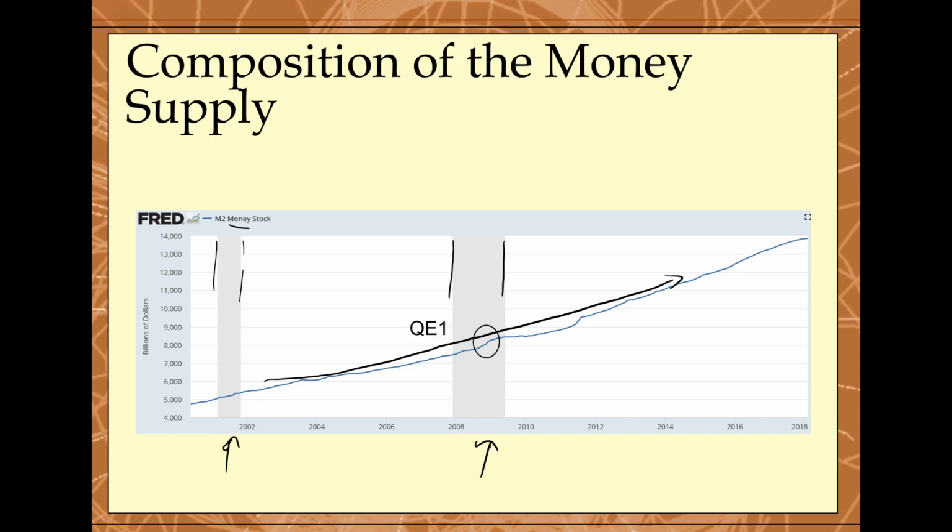Now, let me get rid of my lines here to make this a little clearer. What you see here is, do you see this little increase here? This was what we call quantitative easing. This is the Federal Reserve printing a lot of money to try to increase aggregate demand. They were trying to really lower the interest rate and get people to borrow money. And then they had another quantitative easing called QE2, and that was right here. And you can see the sudden acceleration of the money supply.